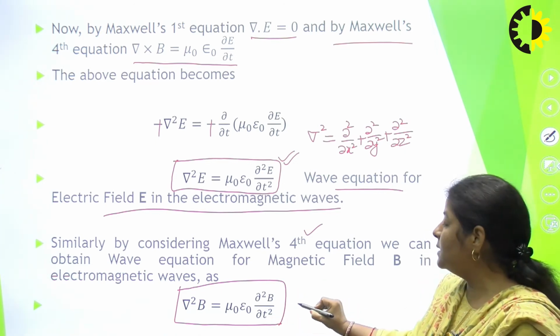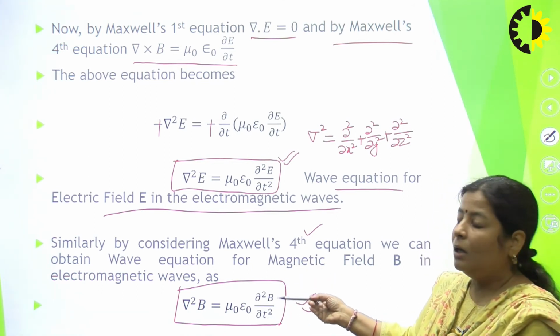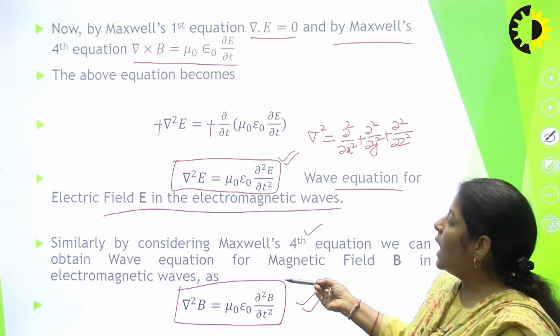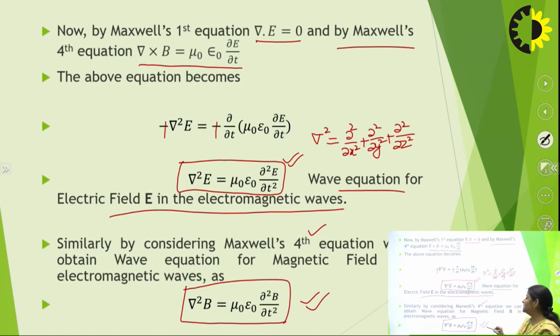So you can see the same form of equation is obtained, which we obtained for the electric field. But this is the equation for the magnetic field. So if we want to see the behavior of the magnetic field in electromagnetic waves, we will go to this equation.